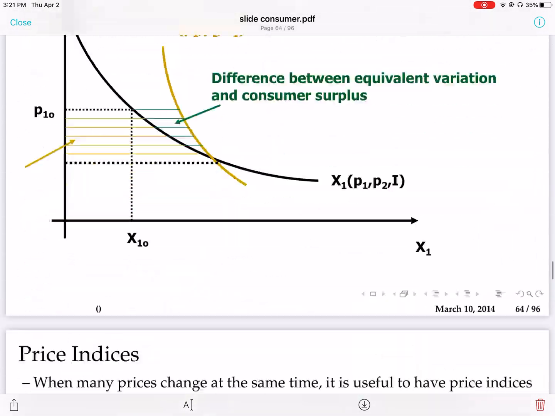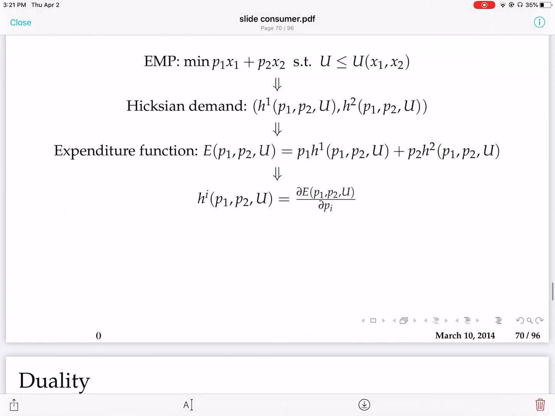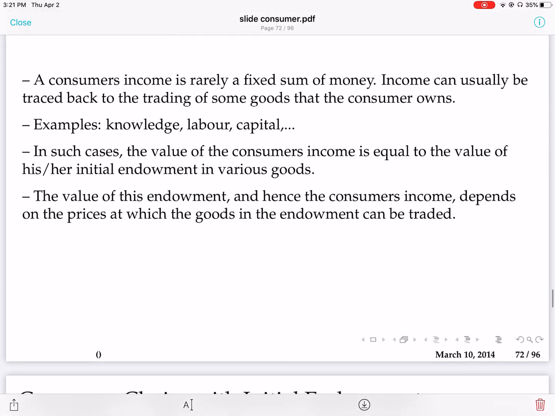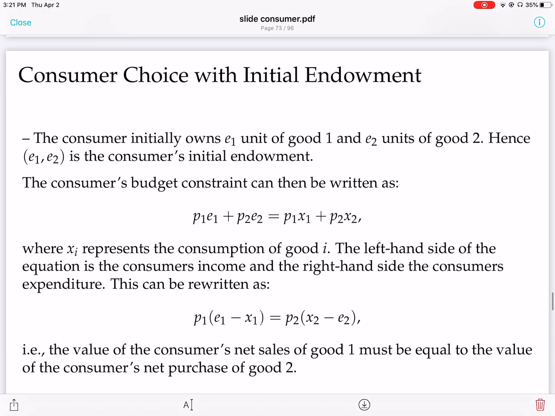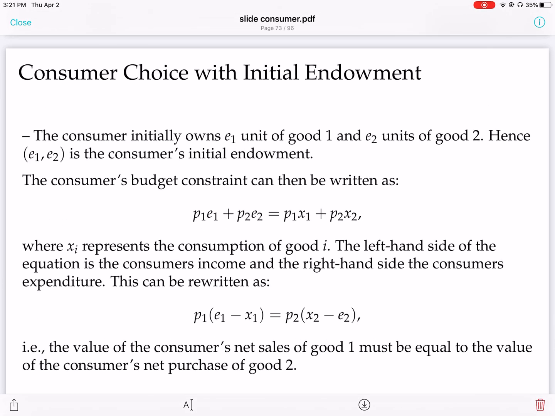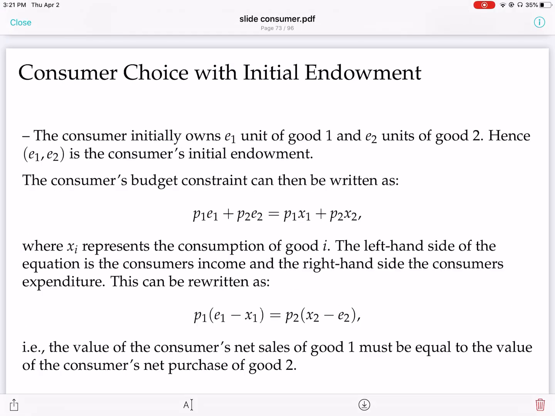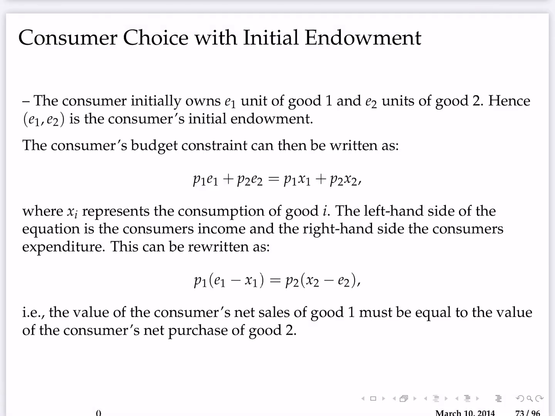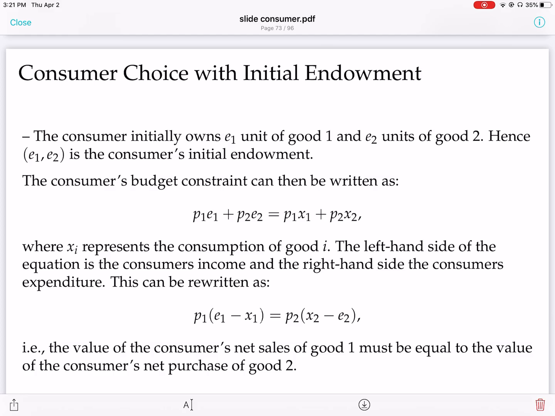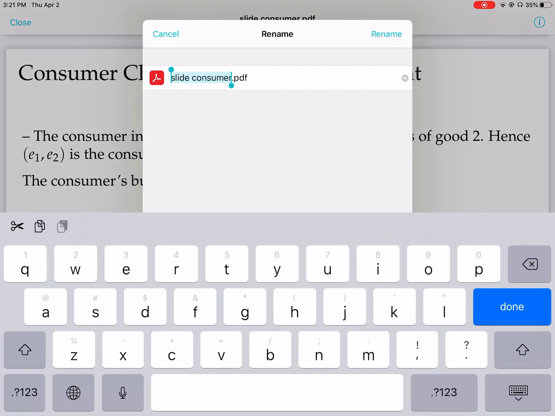So where are we? Yes, the consumer choice with the initial endowment. So the initial endowment is... can I write down here something? No. Can I write it now? Never mind.